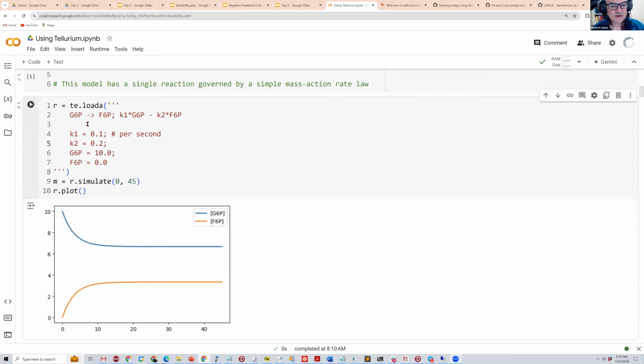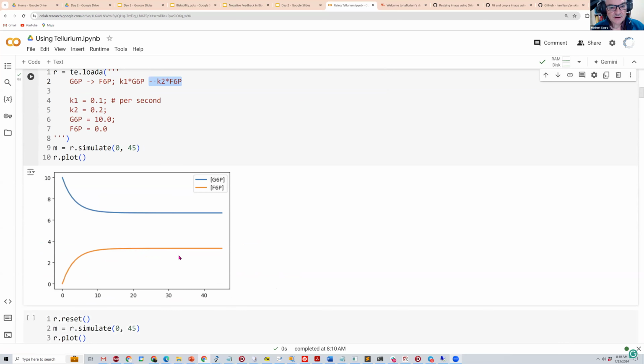Okay. So this is an equilibration reaction because it's reversible and it's reaching equilibrium here. Okay.